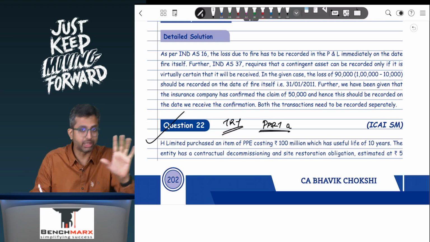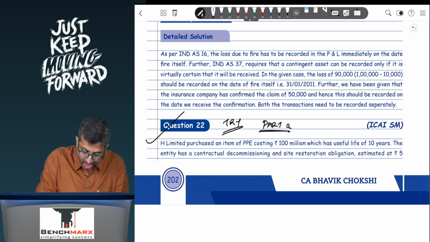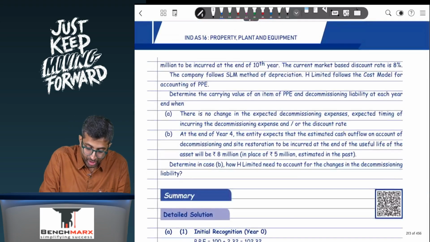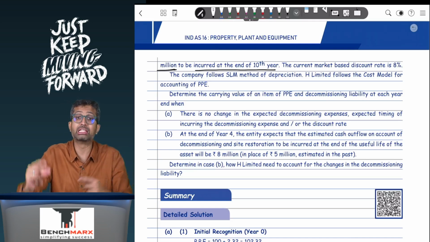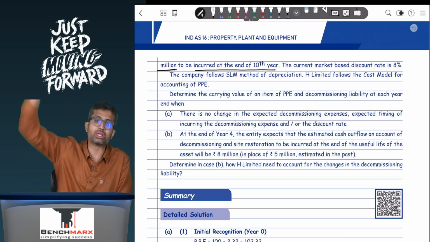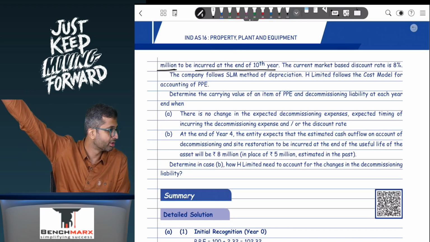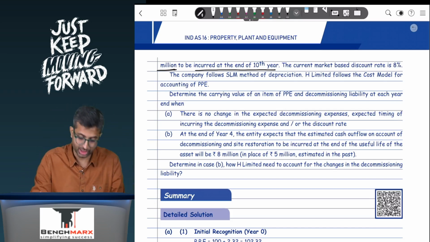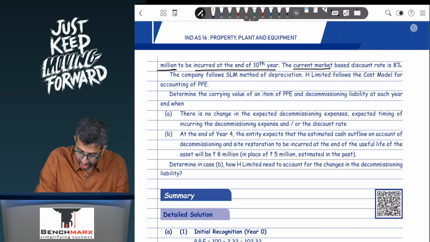Okay, so I'll read question 22, part A. You will try. H purchased an item of PP costing 100 million, which has a useful life of 10 years. The entity has a contractual decommissioning and site restoration obligation estimated at rupees 5 million to be incurred at the end of 10th year. You guys think and tell me, quickly, is this 5 million present value or is it future value? FV, PV? FV. So will we have to do discounting? Yes. You will try that yourself. You will try discounting. The current market discount rate is 8%.